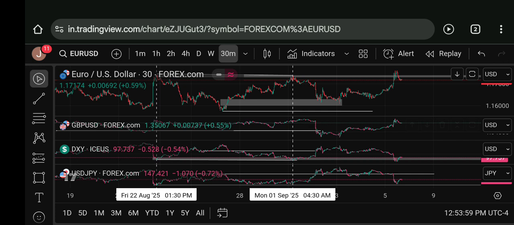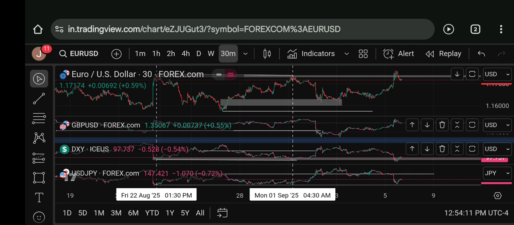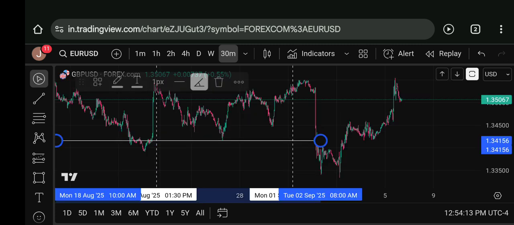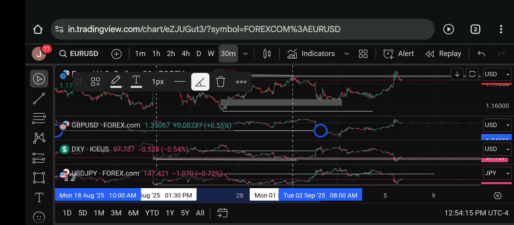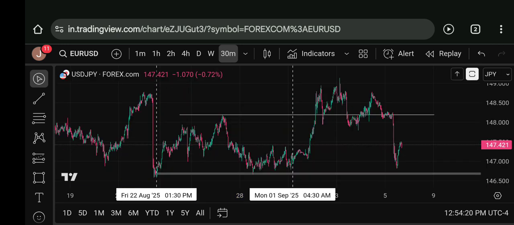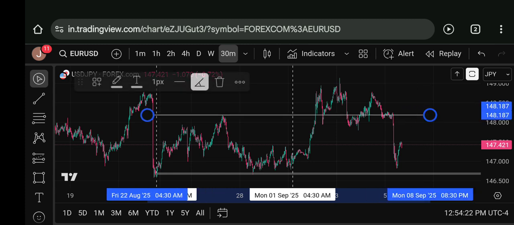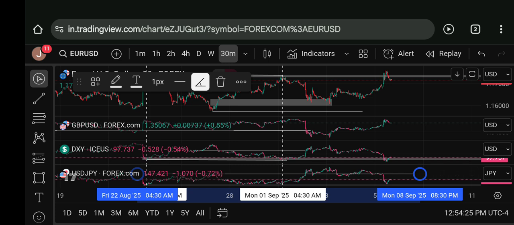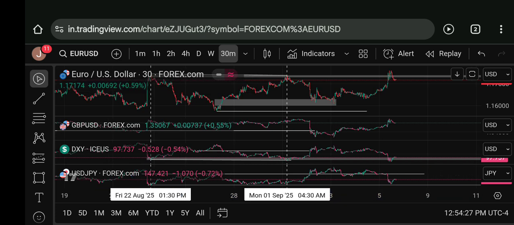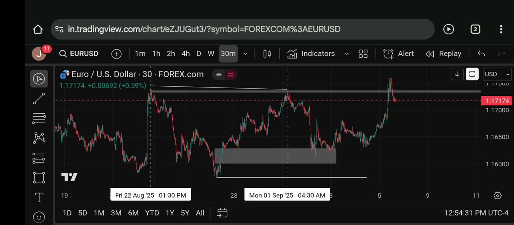Because these positively correlated assets also play a role in our SMTs and everything, guys. If I compared Euro with GBP, I would have exited when this GBP hit the drawn liquidity here, and if I compared USD JPY and DXY, I would have exited on USD JPY here when it reached our drawn liquidity, whereas Euro USD and DXY failed to do so. So it's okay, guys. Sometimes shit happens.